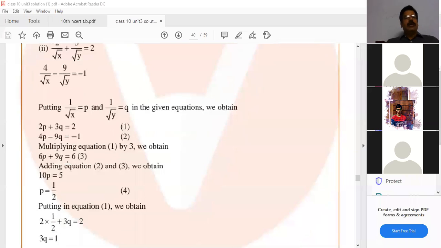Here it is solved by elimination method. Now I did elimination. You can do by any method. How can you do elimination? I can multiply equation 1 by 3, or I can multiply by 2 also. If I multiply by 3, q variable cancels. If I multiply by 2, p variable gets cancelled.